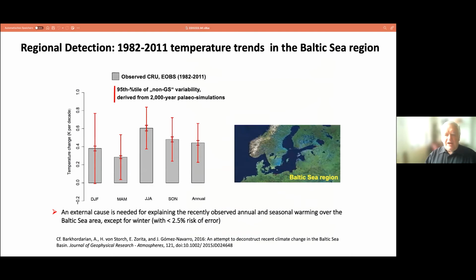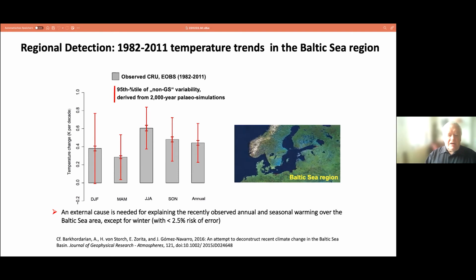In the case of the Baltic Sea, I've shown that before. We have here the change of the temperature averaged across the entire region for different seasons, DJF and so forth. The gray bar is the temperature change in Kelvin per decade. And the red whiskers indicate what we think the 95th percentile of non-greenhouse gas variability may be. It's derived from a 2000-year paleo simulation. Last time somebody said quite rightly that it would be a pretty big assumption to think that this is really the natural variability, but that's the best we had.